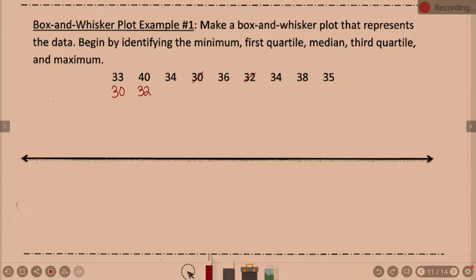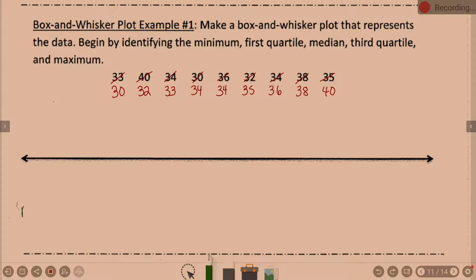30, 32, 33, 34, 35, 2 34s, 34, 34, 35, 36, 38 and 40. Yep. Okay. We got our numbers in order from least to greatest, yes? Yes. Good deal. Okay.